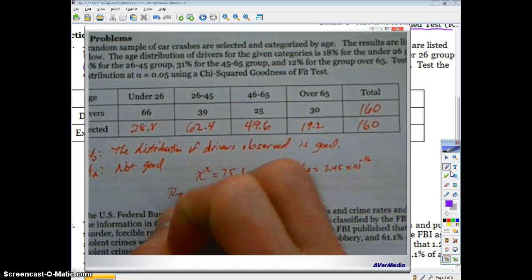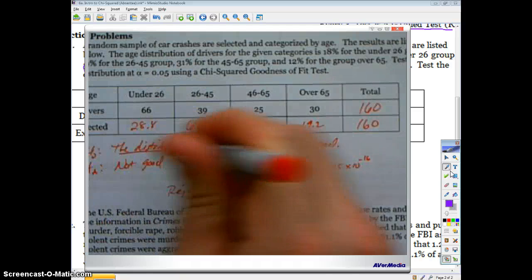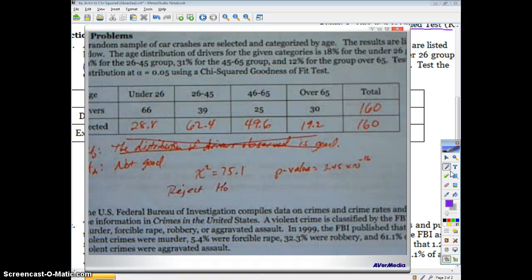That means we're saying the distribution here of drivers observed is good, which means it's actually not. The distribution of these accidents, these car crashes, is not consistent with the amount of drivers in those age ranges.